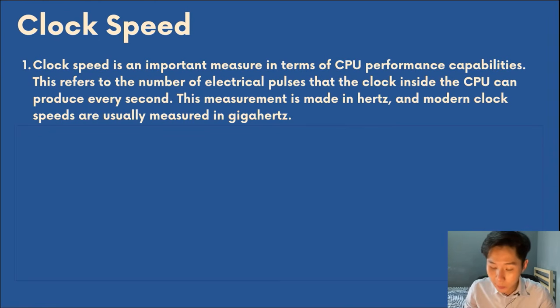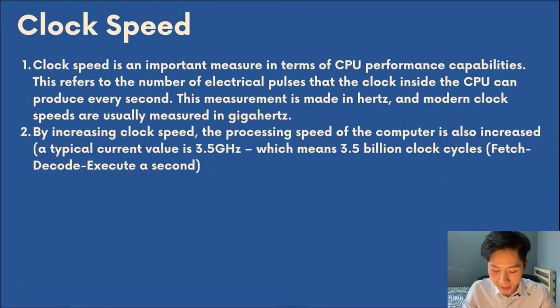It basically refers to the number of electrical pulses that the clock inside the CPU can produce every second. Clock speed is just the number of cycles that a computer can carry out in 1 second. And by increasing the clock speed, the processing speed of the computer is also increased.